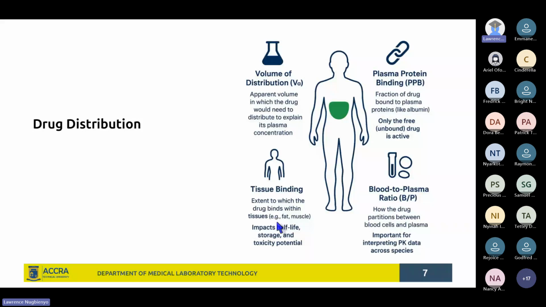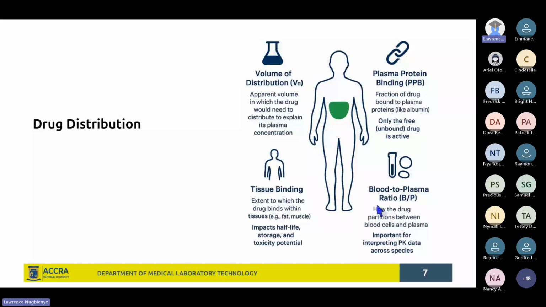It also has some role to play with the half-life of the substance. How much time it takes for half of the substance to be metabolized and be excreted out of the body. And then when we're dealing with the pharmacokinetics of substances in different species, we also refer to something like a blood to plasma ratio.